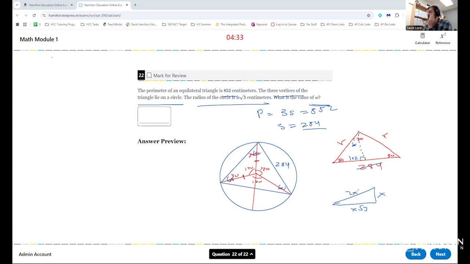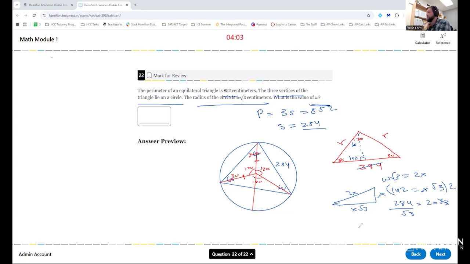So W root 3 is equal to the 2x here. And we know that 142 is equal to x root 3. So how can we put this all together and solve for W? Well, one thing I can do is multiply both sides here by 2, and I get 284 is equal to 2x root 3. And I can divide both sides by root 3 to get 2x.